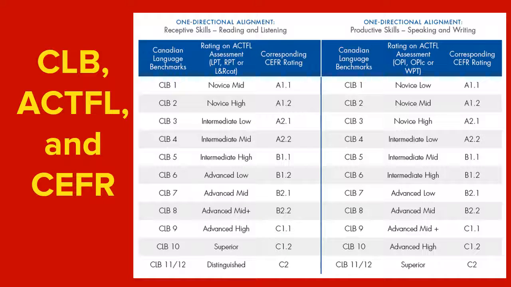Here is a table from the results of a study by ACTFL, where they tried to align the Canadian language benchmarks with the ACTFL scale and the CEFR. And what we can see here is that novice language is the A1 level, or Canadian language benchmarks 1 and 2. As we get into the intermediate, we're getting into the A2, okay? And then as we get closer to advanced, we're getting towards B1. And then really deep advanced is B2, and then really getting into C1 or C2, that's the superior and distinguished level. And again, those are things that we're not likely to teach.